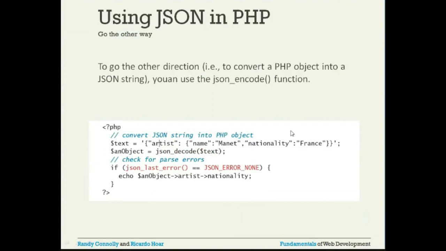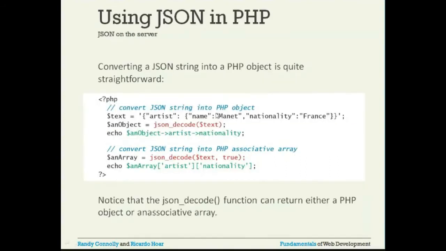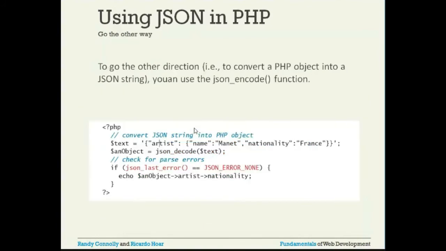Using JSON in PHP to go through the other direction. In the sense, the other direction is from a PHP object into a JSON text or JSON string. We use json_decode to convert a text into a PHP object. We can use json_encode to convert an object back into the string.